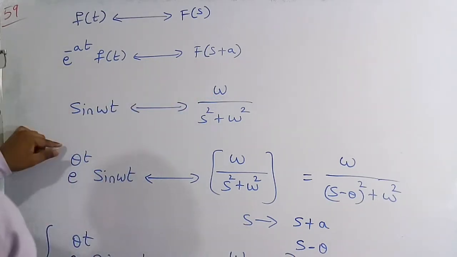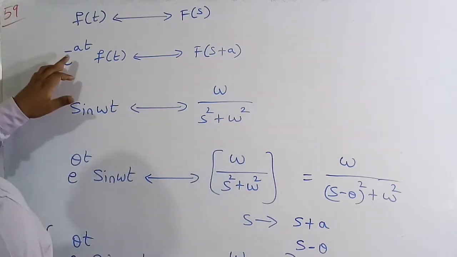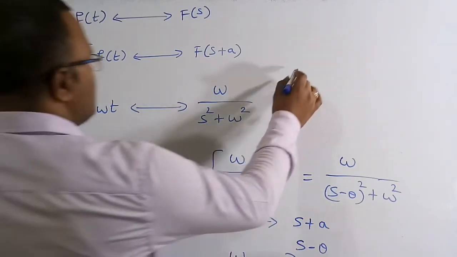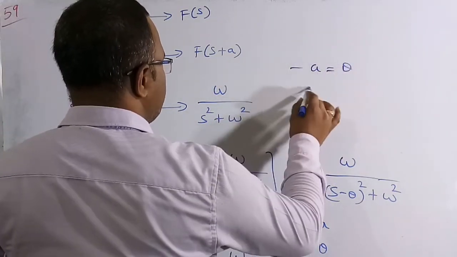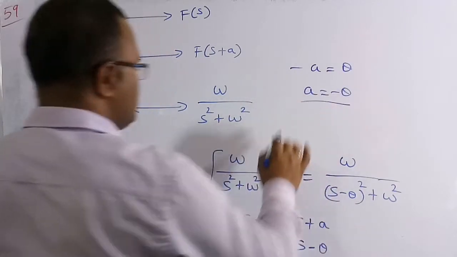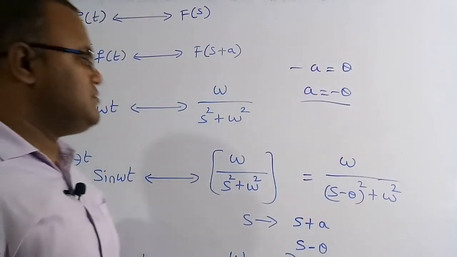If you compare both, the exponential part here is minus a and there it is theta. So minus a is equal to theta, therefore a is equal to minus theta. So wherever a is there, just replace it with minus theta.